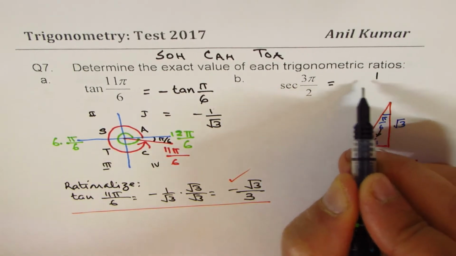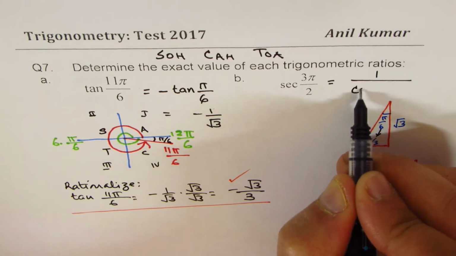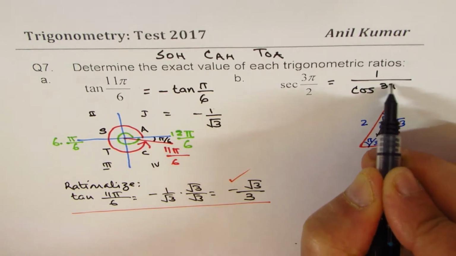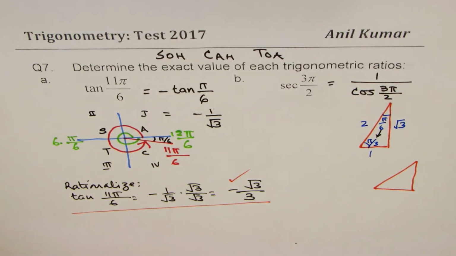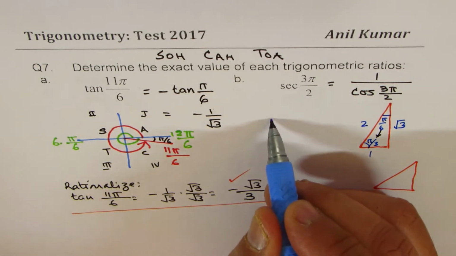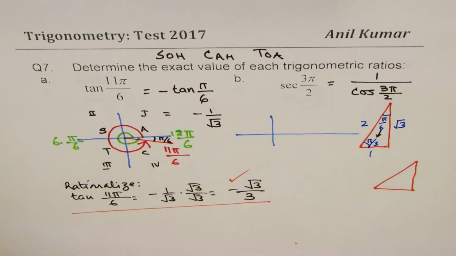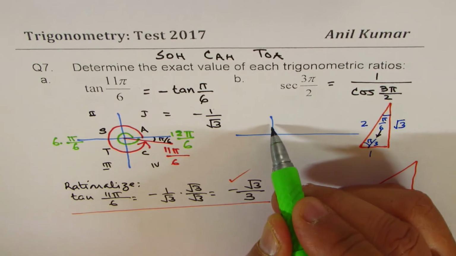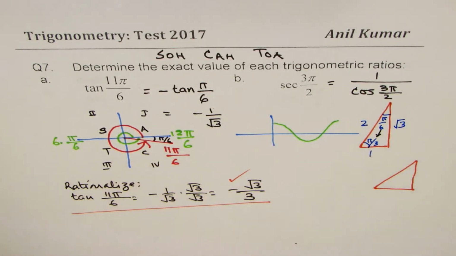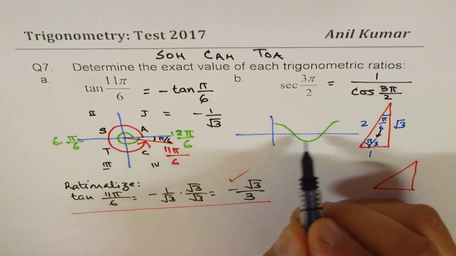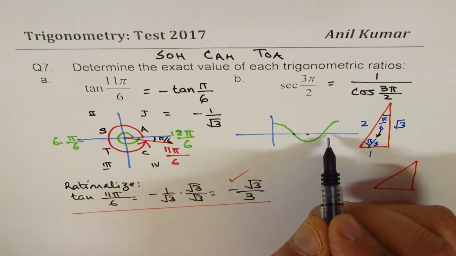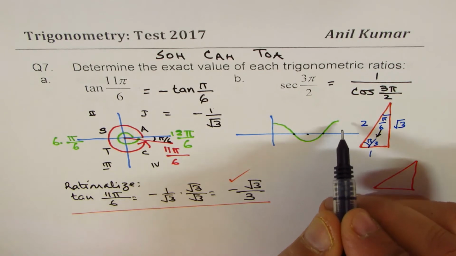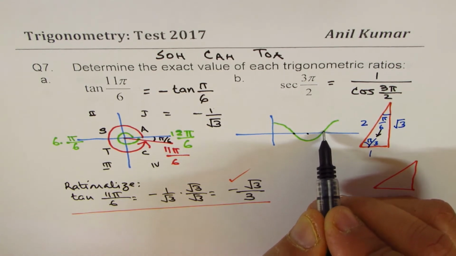Secant is the reciprocal of cosine. So we can write this as 1 over cos 3 pi by 2. Correct? So 1 over cos 3 pi by 2. Now, how do you know the value of 3 pi by 2? The exact value, we don't have a triangle for this. Well, what we can do is sketch the cosine function, and we know this is pi by 2, 2 pi by 2, 3 pi by 2, and then this is 4 pi by 2, right? So that is 3 pi by 2.